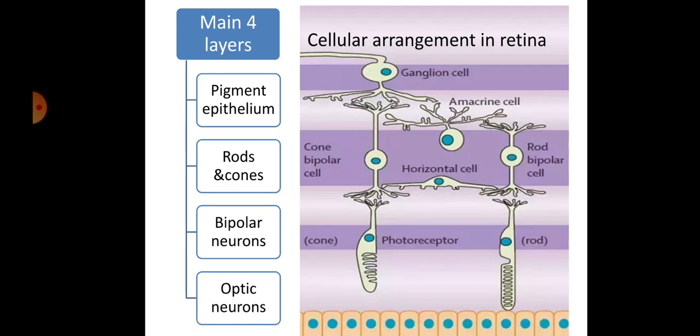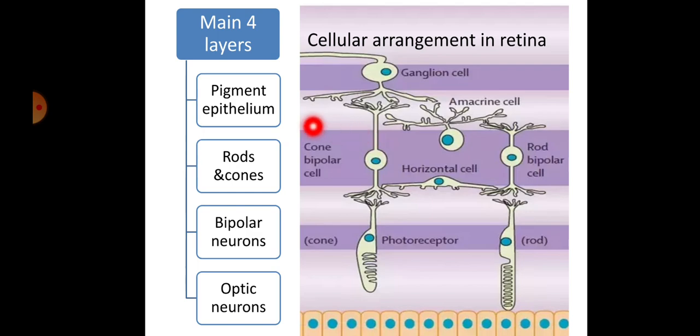Next we are going to discuss the cellular arrangement of the retina. The cellular arrangement of the retina consists of 4 main layers. Histologically, the retina actually consists of 10 layers. But first we should understand the 4-layer concept, then it is very easy to understand the 10-layer concept, because the 4 layers are the basic. The arrangement of the 4 layers leads to the formation of the 10 layers. What are these 4 layers?